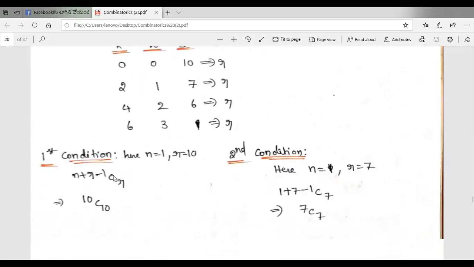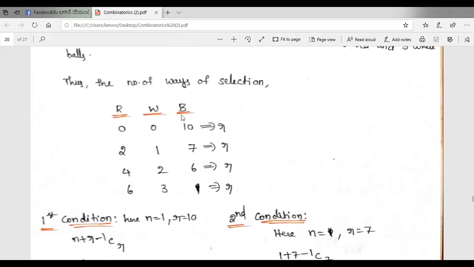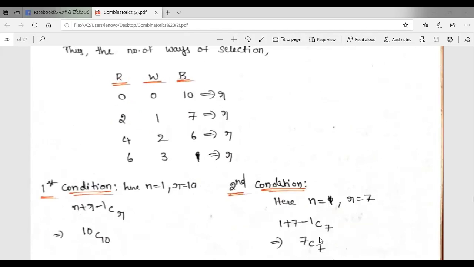So n plus R minus 1 CR. The formula, we substitute the values in this formula. We get 10C10. Okay. Second condition is here n is equal to 1, R is equal to 7. So n is equal to 1 means the remaining 7 are selected from blue balls box. So n is equal to 1, R is equal to 7. So 1 plus 7 minus 1 C7, that is equal to 7C1.